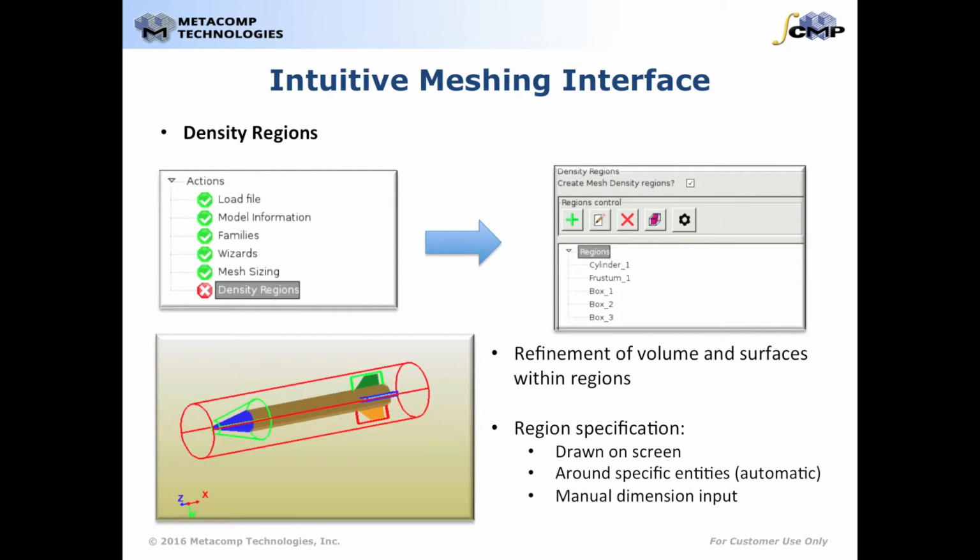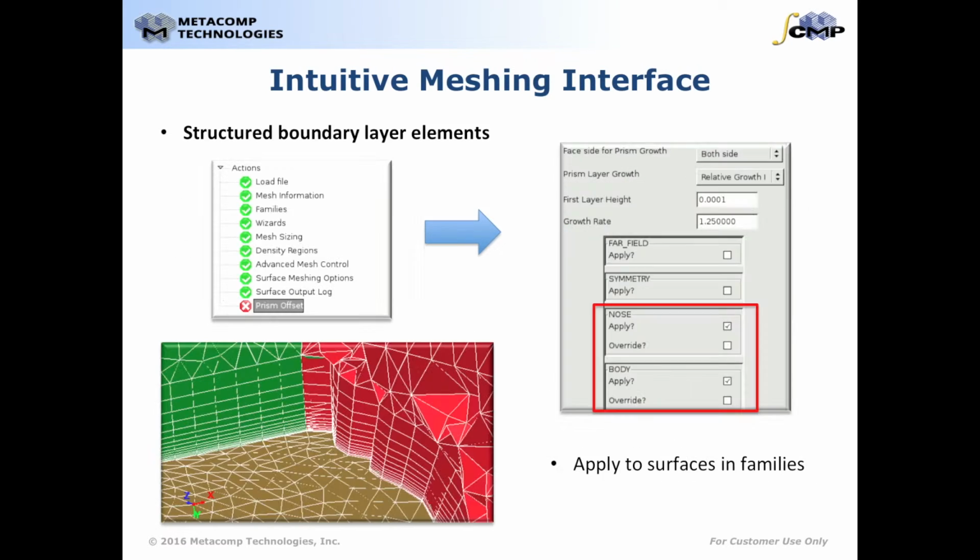Density region controls are drawn on screen. Density regions can be manually adjusted by entering the coordinates that define the density region, or can be adjusted dynamically using on-screen controls. Structured boundary layers are applied on a per-family basis. Users simply need to define some basic settings of the boundary layer and simply check off a box next to the families from which those boundary layers will be generated.